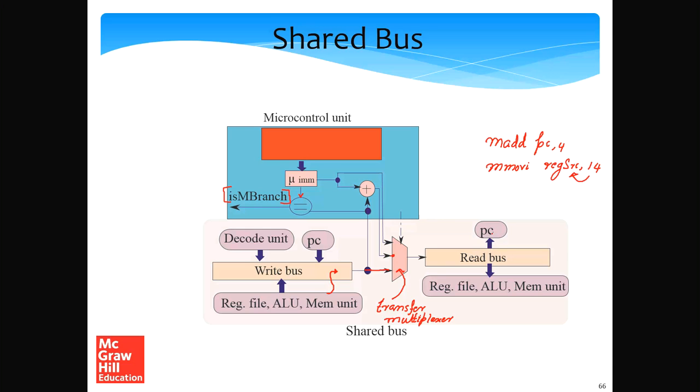So the read bus will transfer values to the PC, and in a sense the PC can be updated. And how will it get updated? By any one of these mechanisms that can be used to update the PC. So that will read its new value from the read bus.